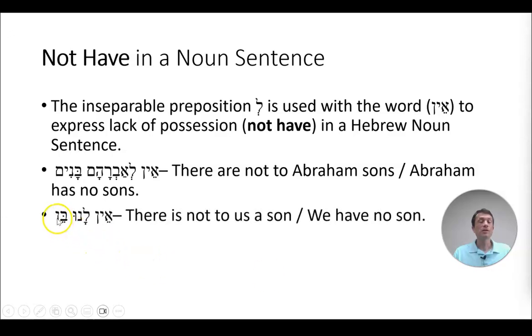Or use it just with a pronoun, ein lanu ben. This is, there is not to us or for us a son. Or you could just simply say, we have no son.